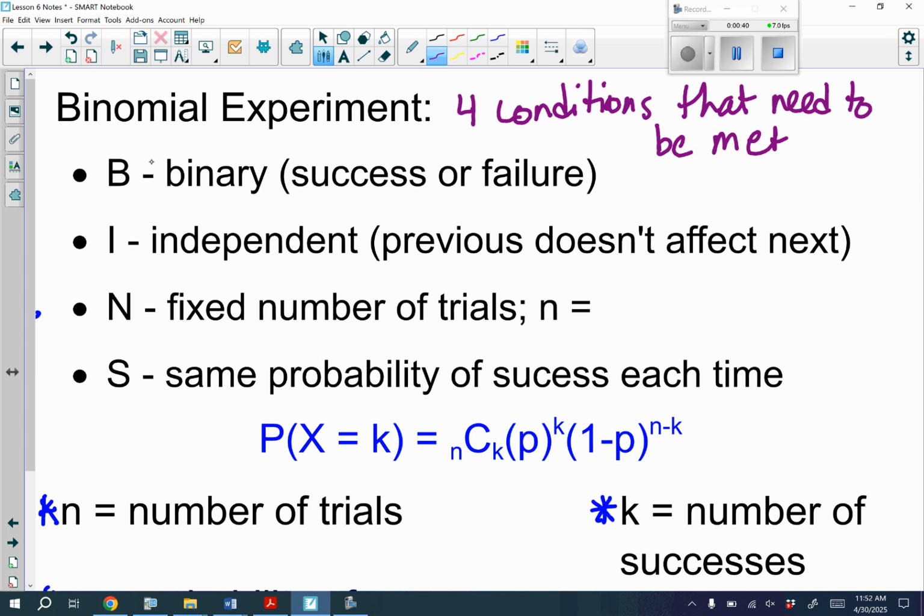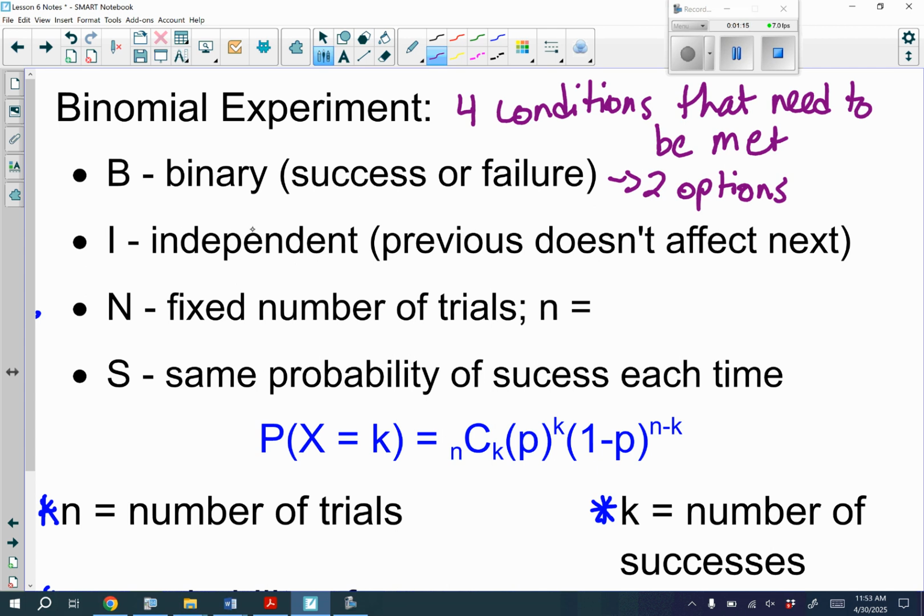So first, B means binary. So basically the experiment has to be binary. There has to be success, there has to be failure. Okay, just 2 options basically. There can only, I should say, be 2 options. If you have more than 2 options or there's just 1 option, then it's not a binary or binomial experiment, okay? Because it's not binary. So for example, when we did the penalty kicks, that was binary because either they made the penalty kick or they missed the penalty kick. So there was 2 options, success or failure.